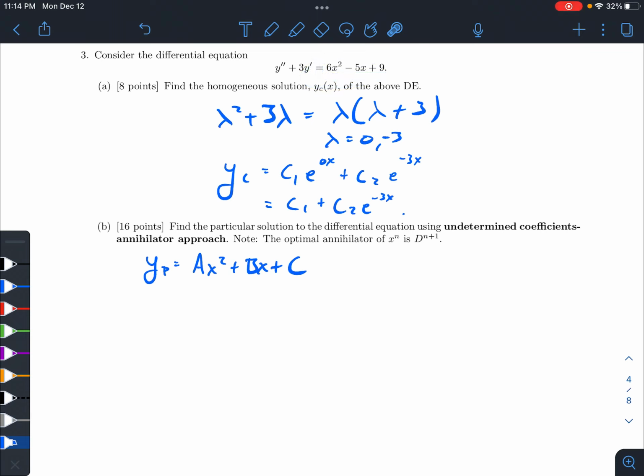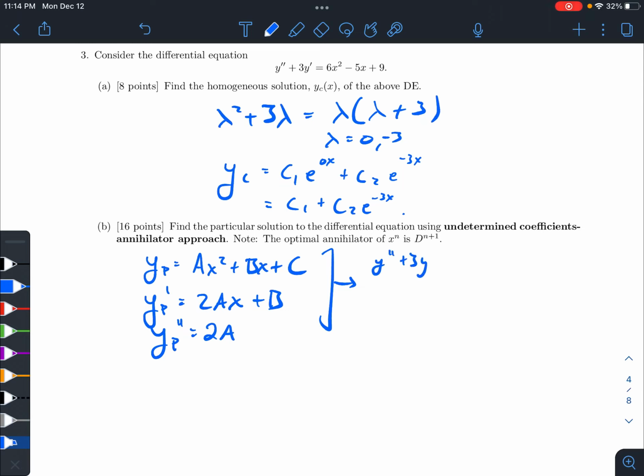This is just a quadratic, so you should guess that y sub p is also going to be a quadratic, right? If this was like sine of x, then you would guess that y sub p would be like a sine of x plus b cosine of x or something like that. So yp prime is 2ax plus b. Yp double prime is just 2a. So we get y double prime plus 3y prime equals 6x squared minus 5x plus 9.